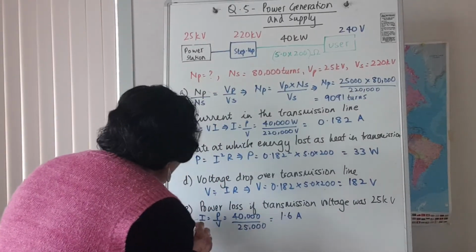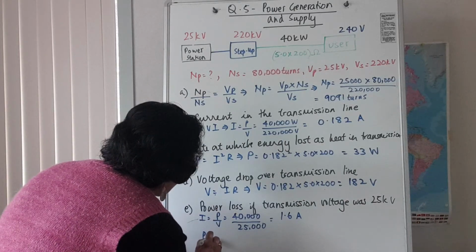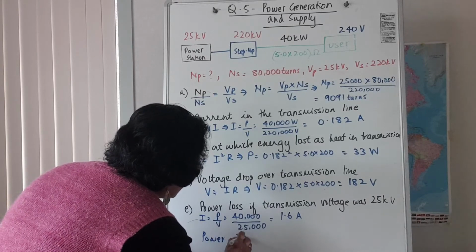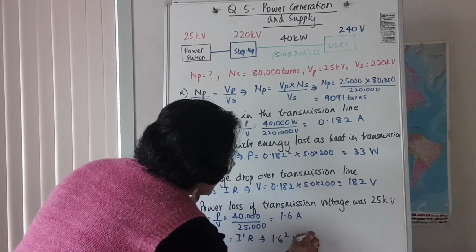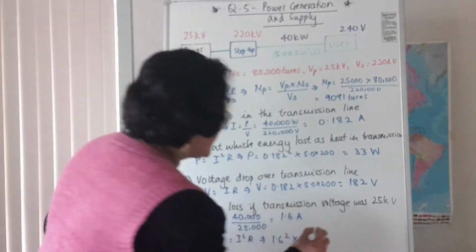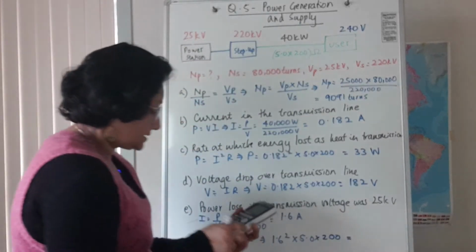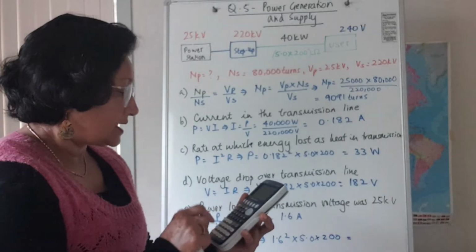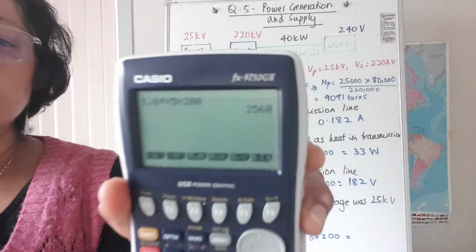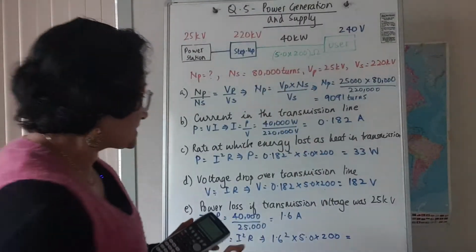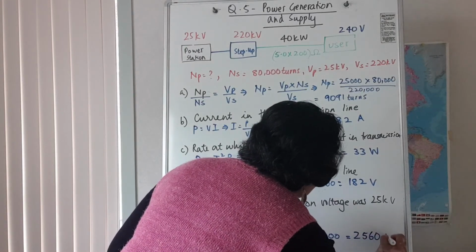Now the power loss in transmission is to do with the rate at which energy is lost. It's to do with I squared R. So that's 1.6 squared, and your resistance is 5 times 200. So 1.6 squared times 5 times 200, you get 2,560. So 2,560 joules per second or watts.